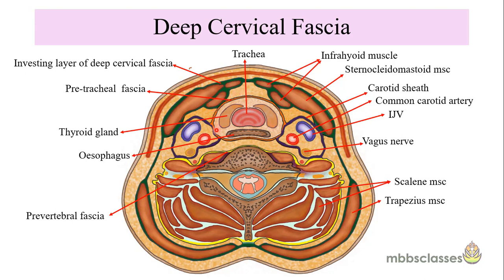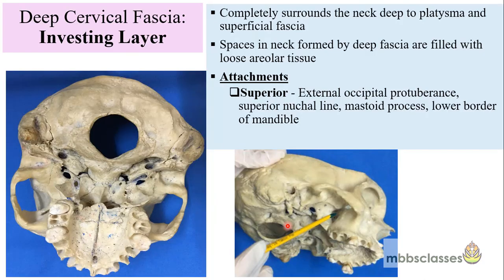Then this is the pretracheal layer which is surrounding the viscera of the neck. Then the prevertebral layer, you can see here, this yellow color is the prevertebral fascia which is enclosing the vertebral column and the deep muscles of the neck. Now let's see the attachment of the investing layer of the deep cervical fascia.